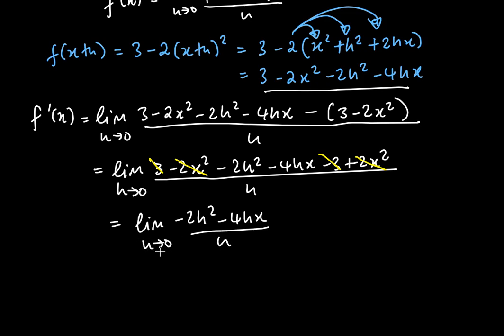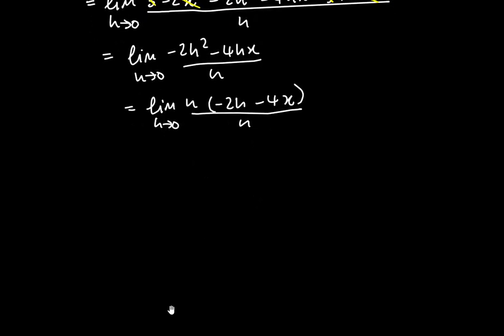Then we're going to take h out, then we're going to have negative 2h. We're just going to take one h out as always. So I'm going to be left with one h here, then here I'll be left with negative 4x when I take out that h. Then all divided by h as h approaches 0. So now this will cancel that, then we're left with the limit of negative 2h minus 4x, as h approaches 0.